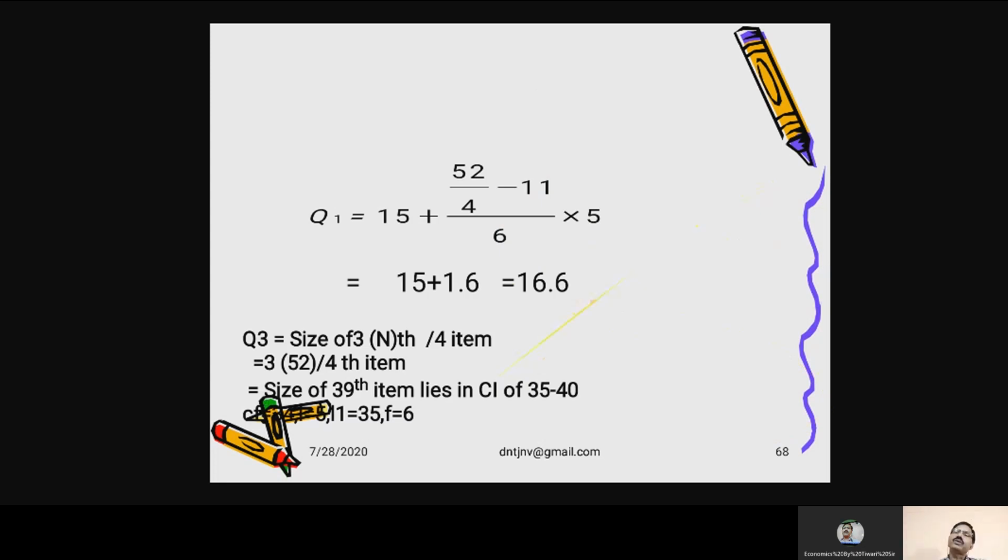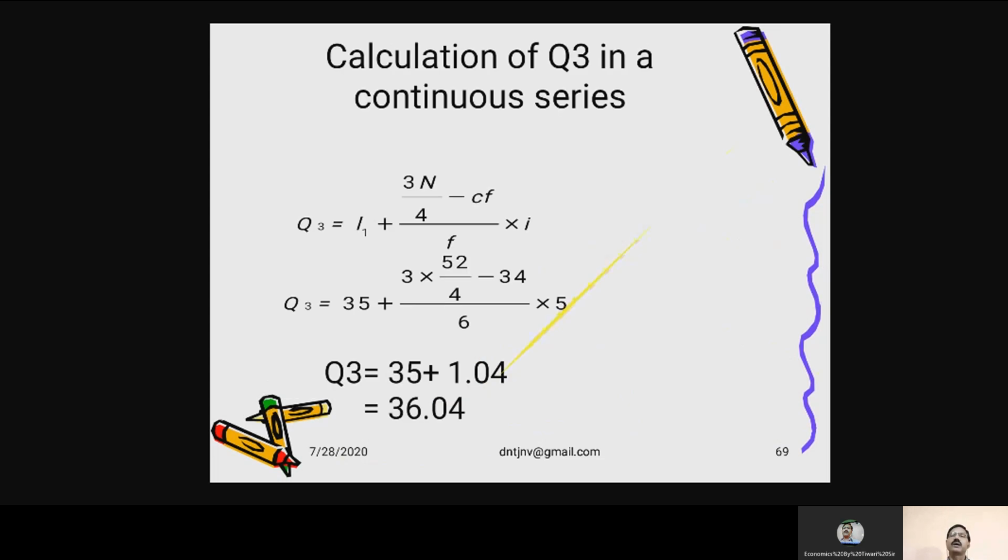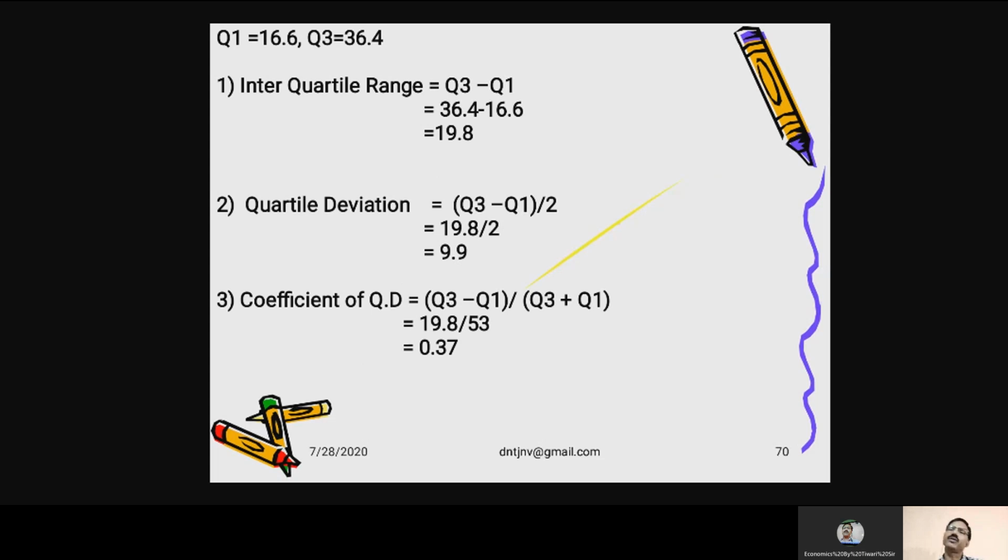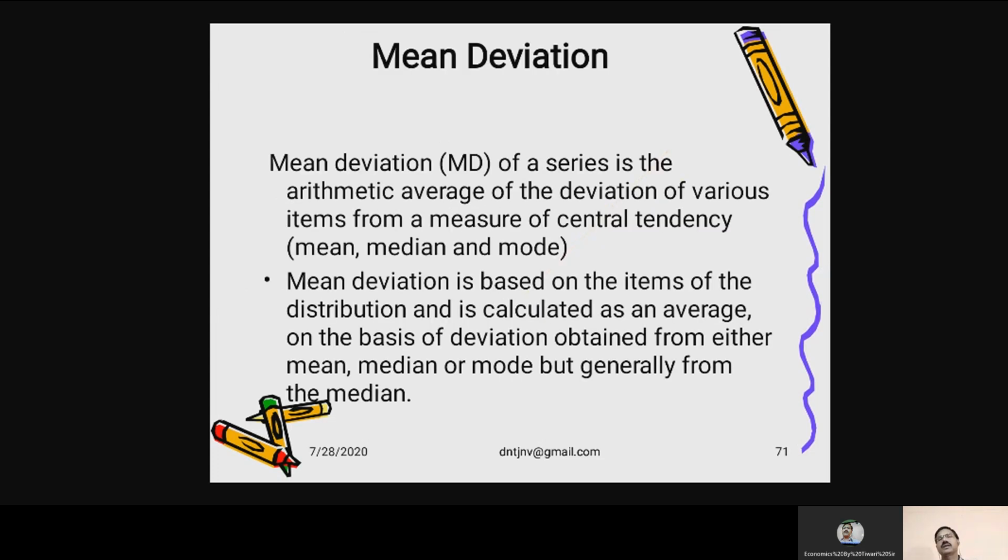In the same way, when you use 3 into n by 4th item, you will get the 39th item, which will lie in 35 to 40. And again, applying the formula Q3 is equal to L1 plus (size of 3n by 4 minus CF) over f into i. If you apply this formula, you can find out the value of Q3. Now you have Q1 and Q3. You can find out the interquartile range, the quartile deviation, and the coefficient of quartile deviation by using the same method as we did last time.